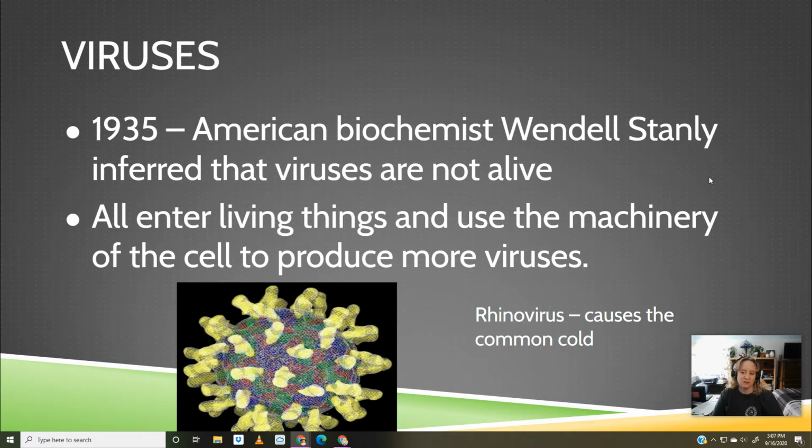They act very similarly to something that's living, in that they enter living things and use the machinery of the cell to produce more viruses. But they can't survive on their own. They can't make energy. They can't reproduce on their own. They need to be in another cell to do that. The image at the bottom is the rhinovirus, which is what causes the common cold.